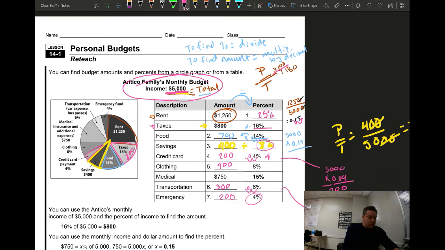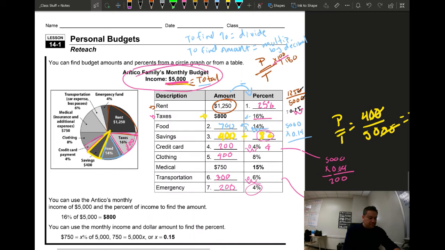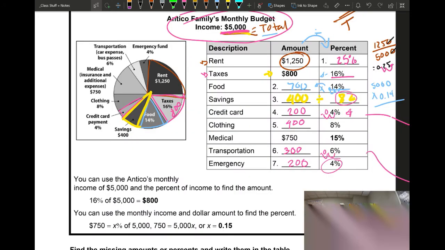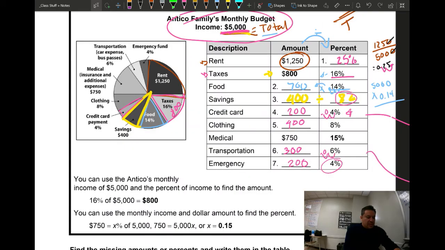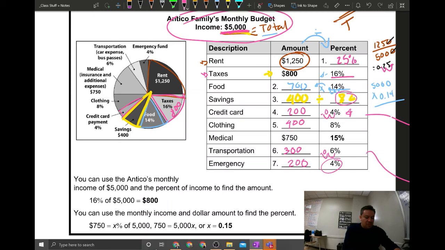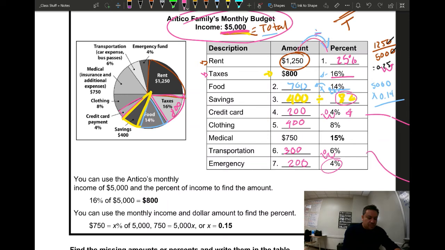So as you can see, you can use Antica's monthly income of $5,000 and the percent of the income to find the amount. Like I said, 16 times 5,000 is 800. All you got to do is multiply as a decimal. And you can use the monthly income and dollar amount to find the percent. So you use divide, like I did over here. Divide, multiply.